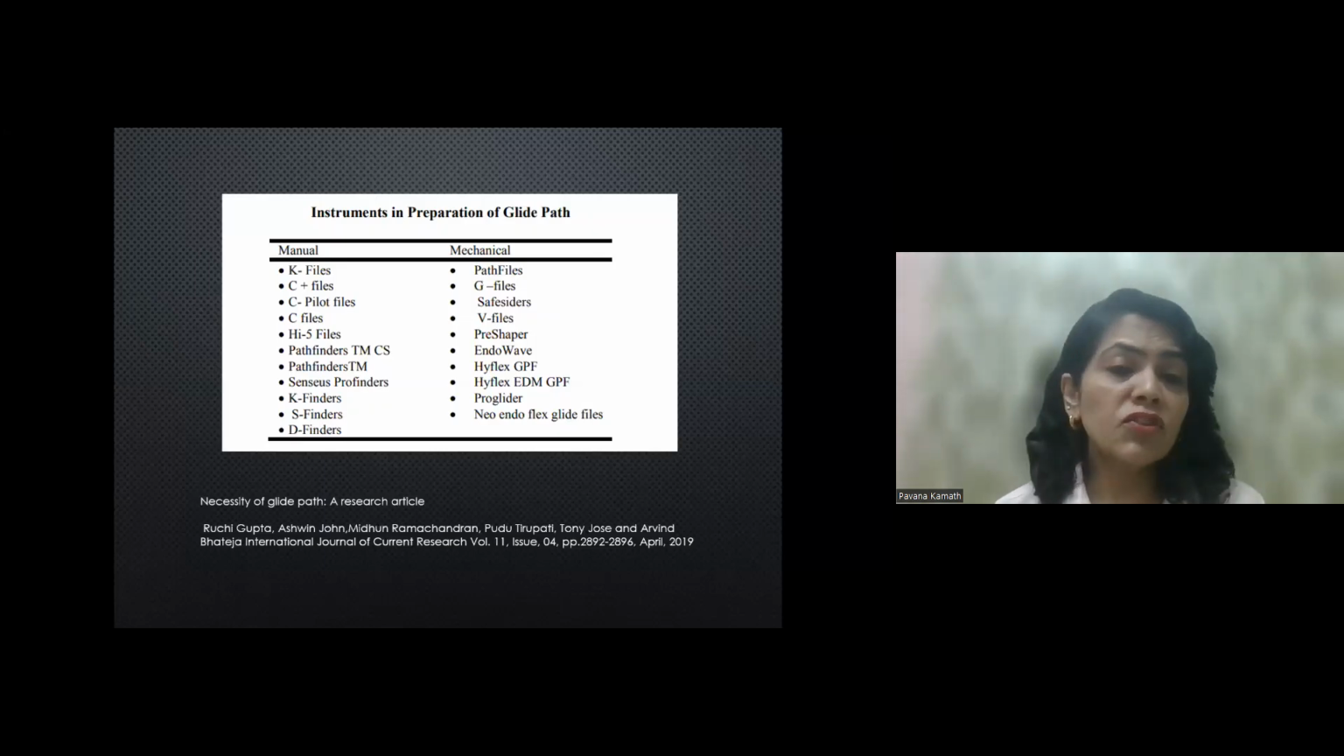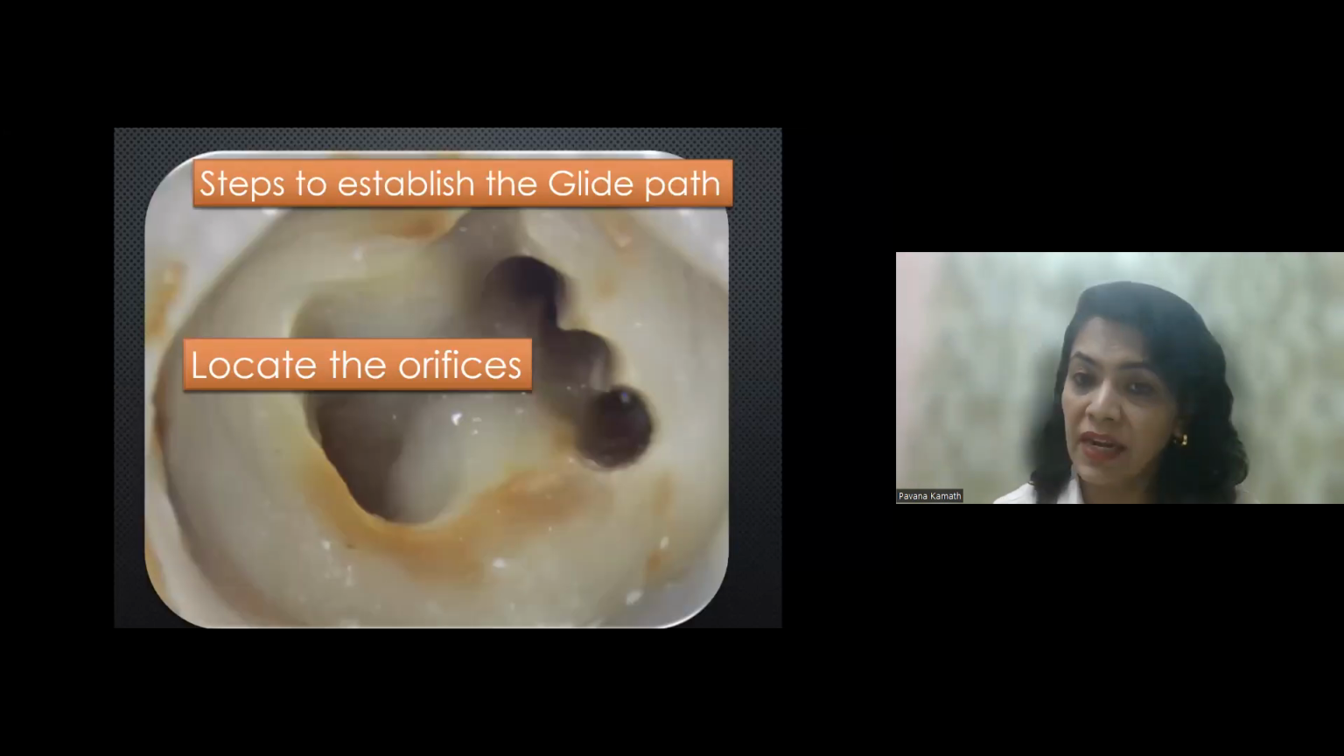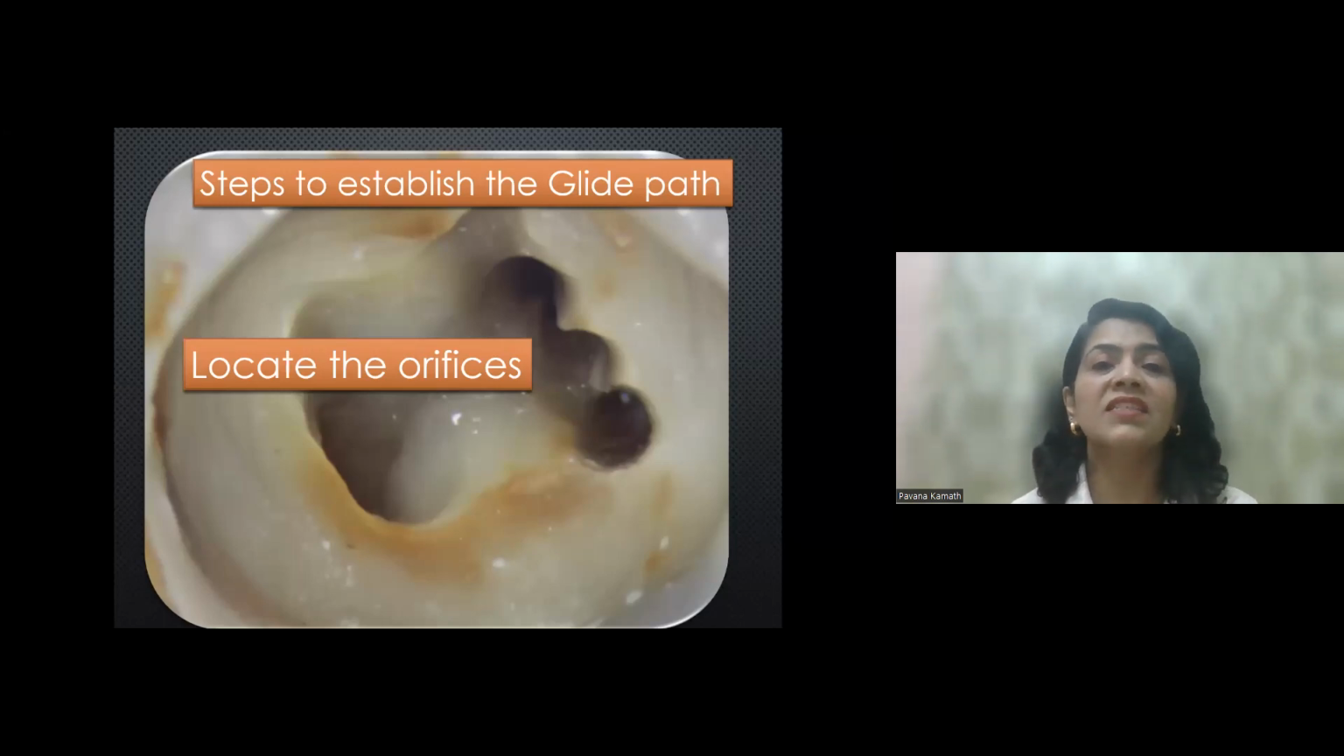There are various instruments available in the market for preparation of glide path, both manual as well as mechanical. The choice of instrument is purely personal. It depends upon the operator's convenience, comfort, as well as the clinical condition which you are going to deal with in that particular tooth. So what are the steps in establishing glide path? These are the basic steps to establishing glide path. First and foremost, locate the root canal orifices.